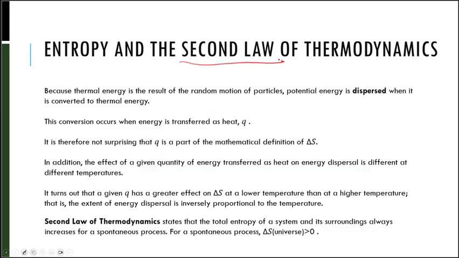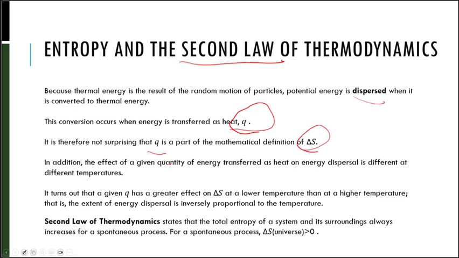Let's look more at entropy and the second law of thermodynamics. Because thermal energy is the result of the random motion of particles, potential energy is dispersed when it is converted to thermal energy. This conversion occurs when energy is transferred as heat, which is Q. It is therefore not surprising that Q is a part of the mathematical definition of entropy.